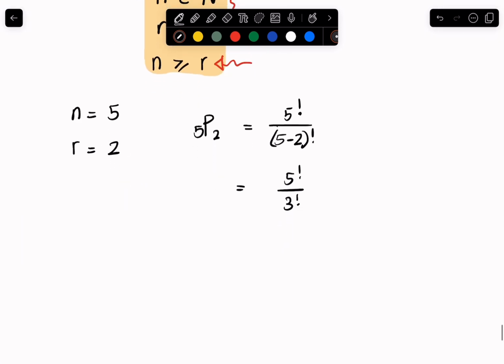So first of all, let's just expand the factorial notation. On the top, it's just 5 times 4 times 3 times 2 times 1. And my denominator will be 3 times 2 times 1. Don't forget that this is a fraction. So we surprisingly find that we can just cancel these common terms. So my answer will just be 20.